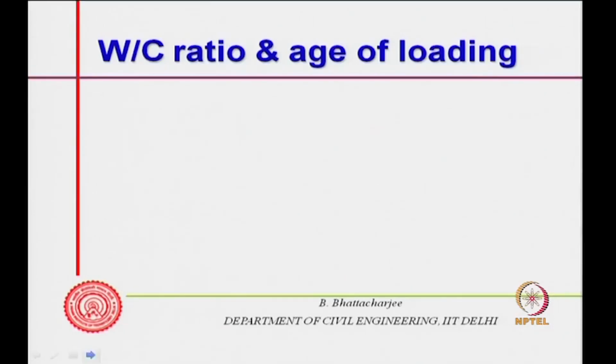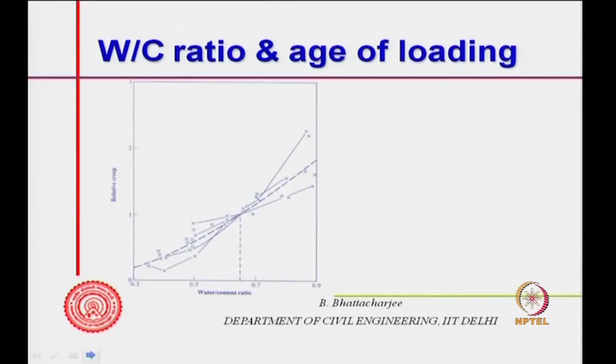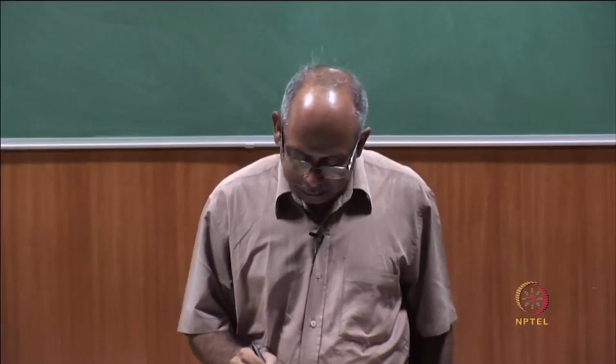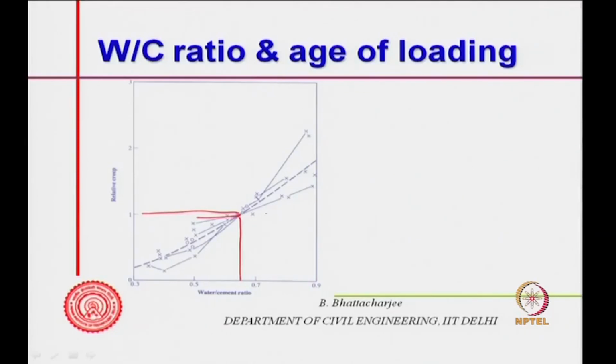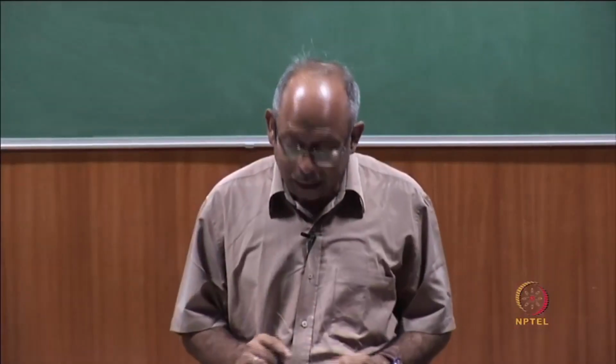The next factor is water cement ratio and age of loading. If you look at water cement ratio and relative creep, at around 0.65 let us say creep is 1, dividing all creep by that, then what we find is that higher water cement ratio means more creep, lower water cement ratio means less creep. This is largely related to porosity.